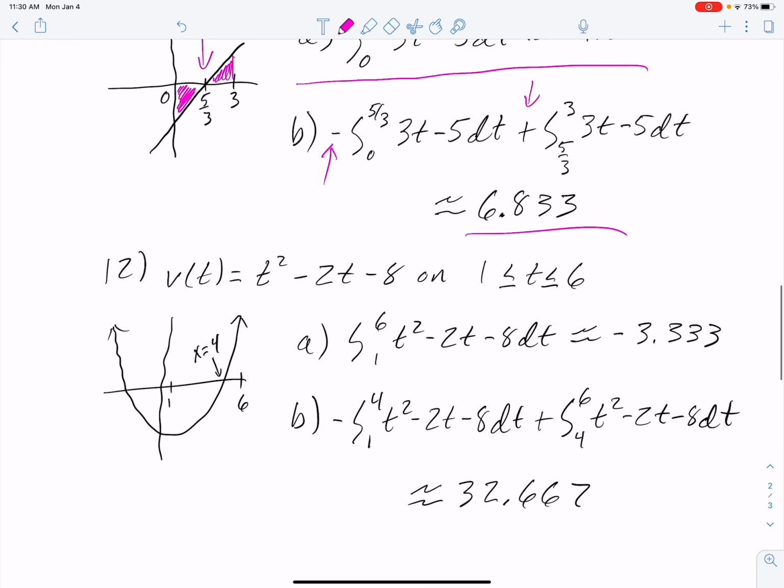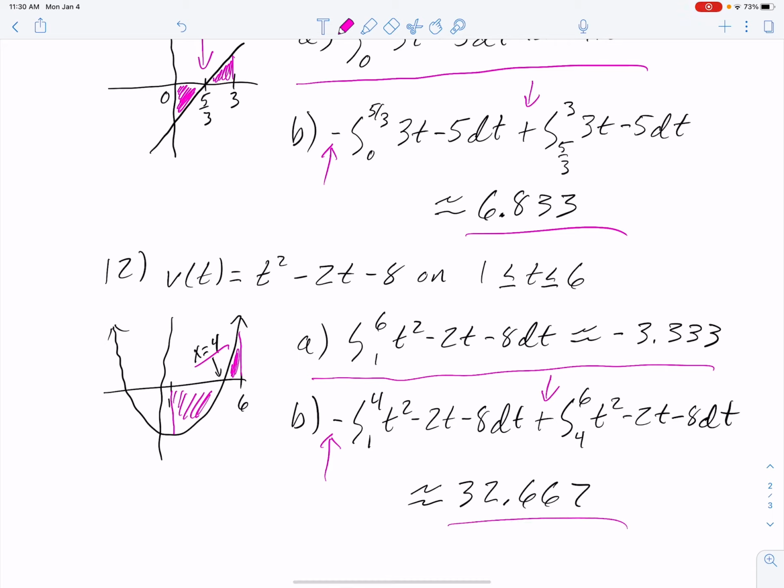12 is the same, where part A is displacement, so I simply set up my integral and find my value. Part B is total distance traveled, so I need to find my x-intercept. First part of my interval is beneath the x-axis, so I use a negative. Second part is above the x-axis, so I use a positive. And then I use that absolute value option to get my final answer.